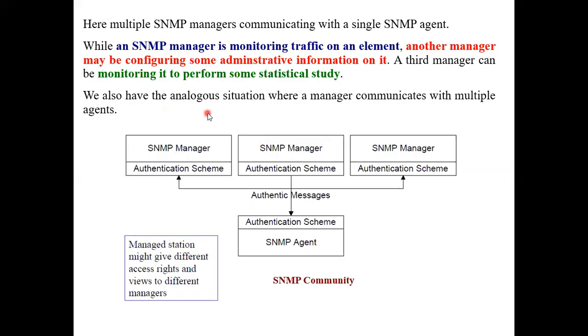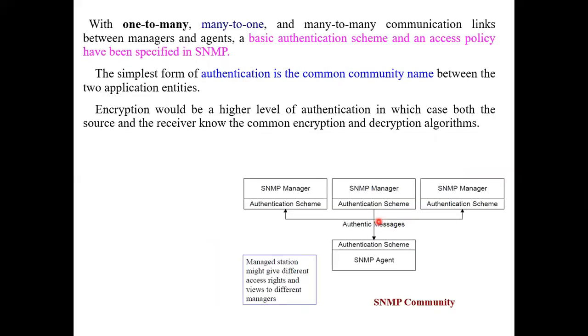So we might also have a similar situation where a manager might communicate with multiple agents. In our organization model, we just saw one agent with multiple managers, but it can be the other way around also, a single manager communicating with multiple agents. So that scenario is also possible. So with one-to-many, many-to-one and many-to-many communication links between manager and agent, a basic authentication scheme and an access policy have been specified in SNMP.